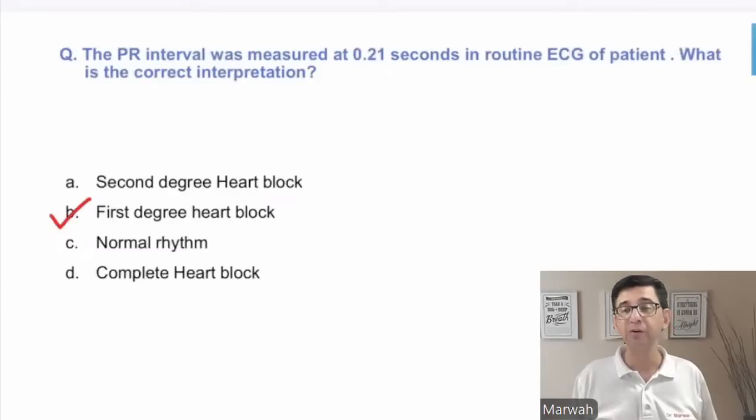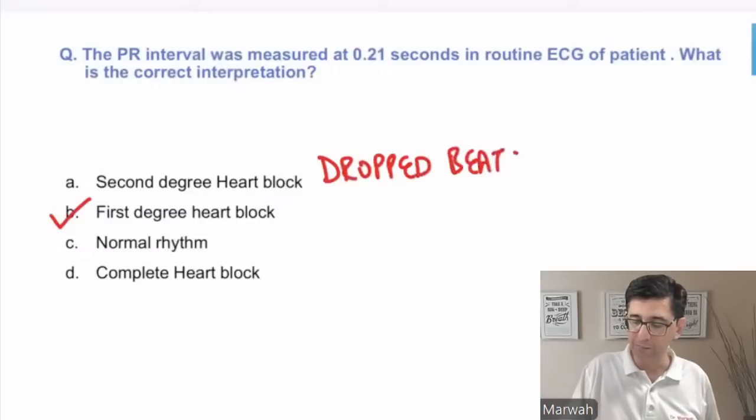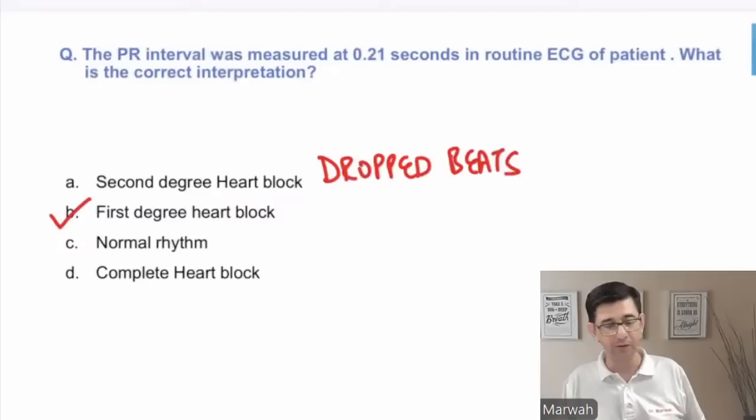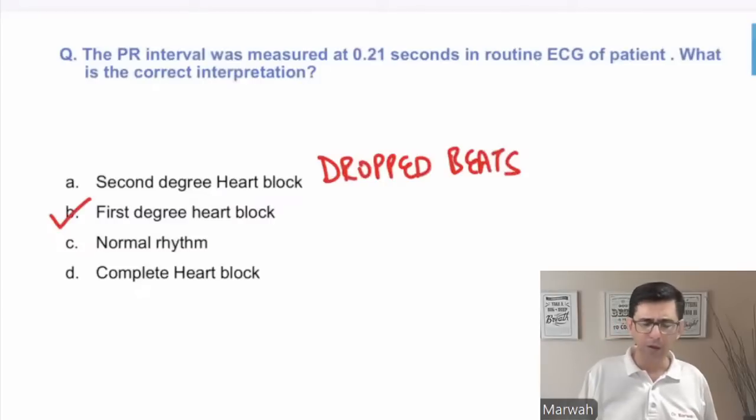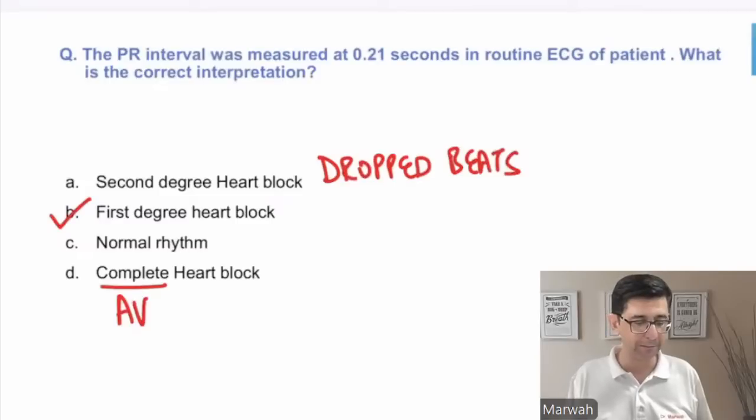Second degree also, but it will show a dropped beat, no? Why not answer second degree heart block? Second degree heart block will always have drops. If there is no mention of any drops, then we will not say so. Drop beats have to be given in a question. Yeah, AV block, that is the same as complete heart block, doctor. Then the number of P waves and the number of R waves should not be matching.